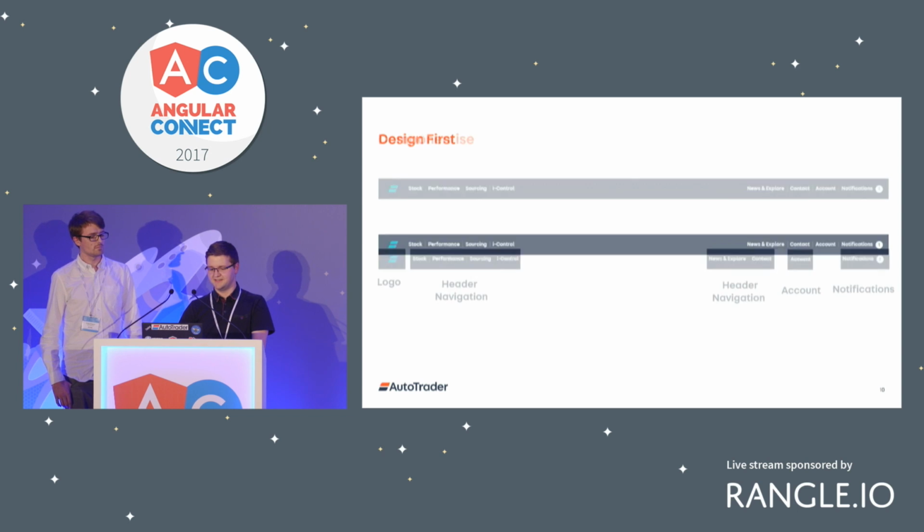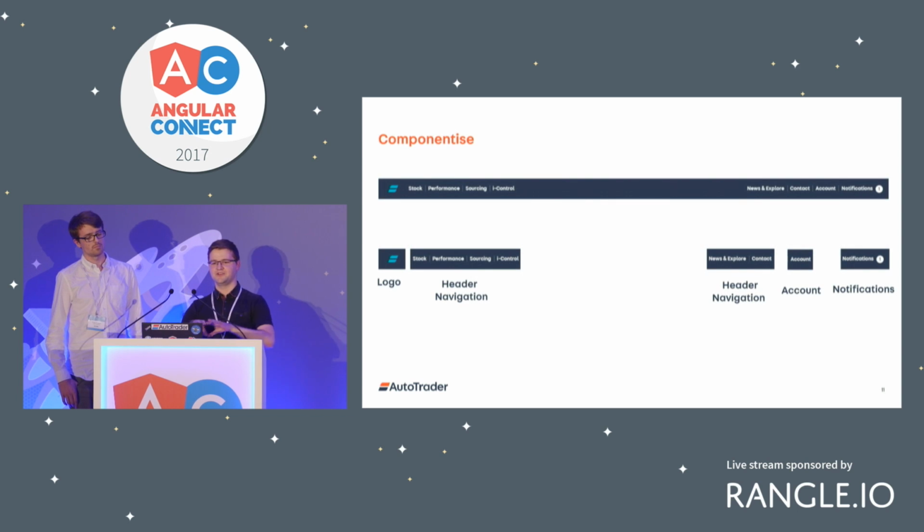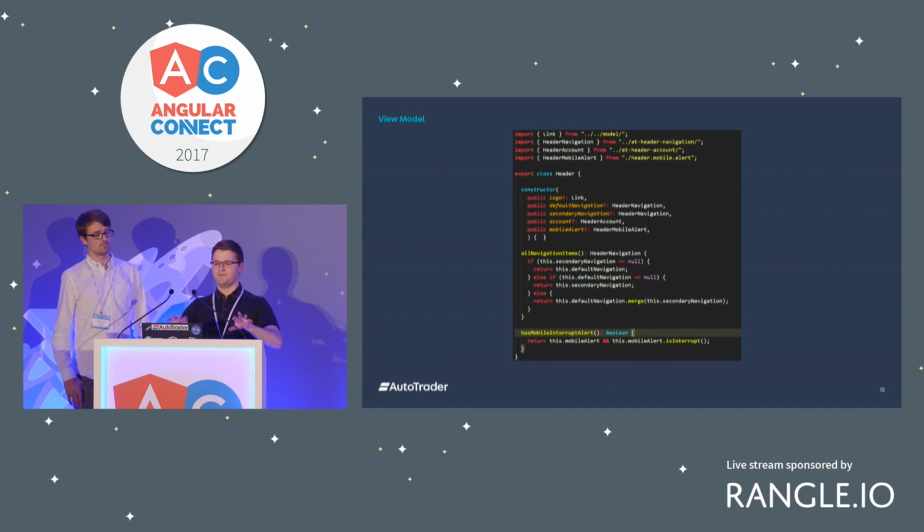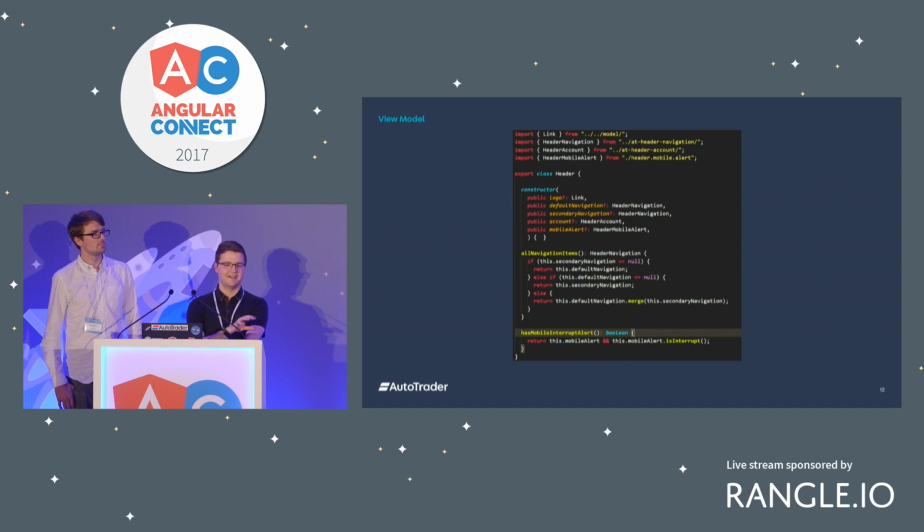Once we're happy with the designs, the next thing we do is a kind of noun-verb extraction exercise and break that top-level component down into its smaller subcomponents. Once we're happy with that, we then build the view model for our top-level component. Every top-level component has one single input, and that's the model which represents the data in that component. For example, in our header, we've got the logo, the navigation on the left, the navigation on the right, the account section, and a mobile alert.